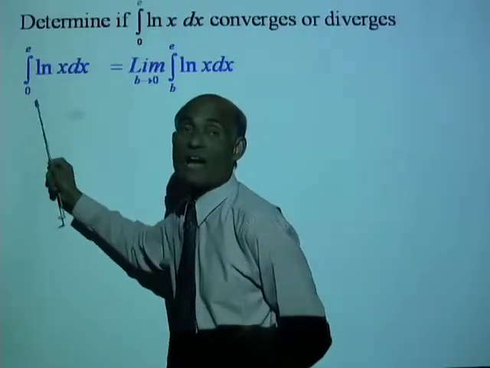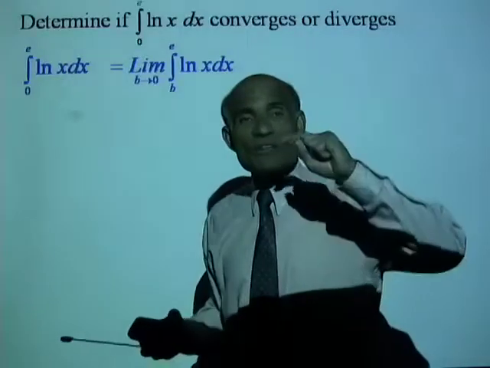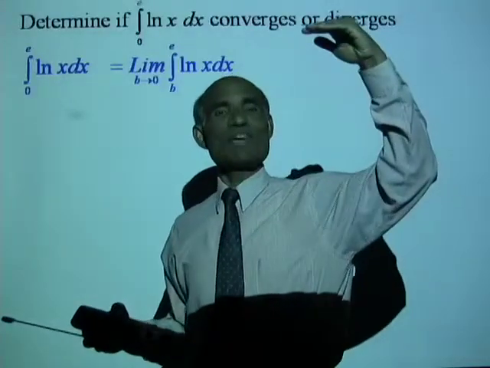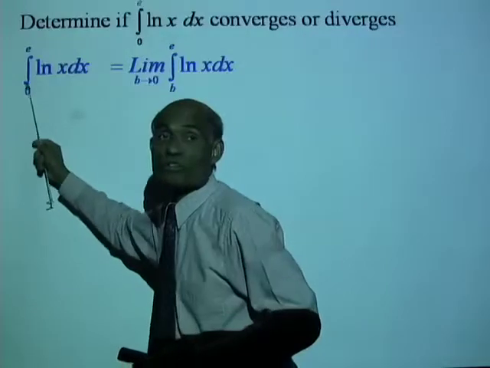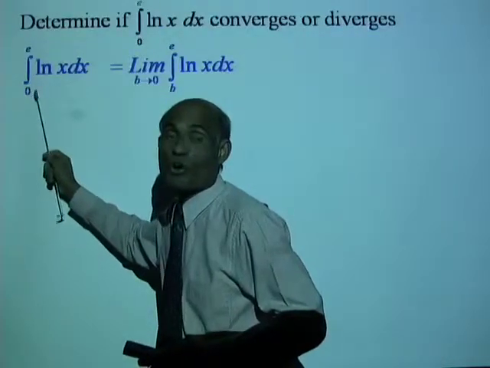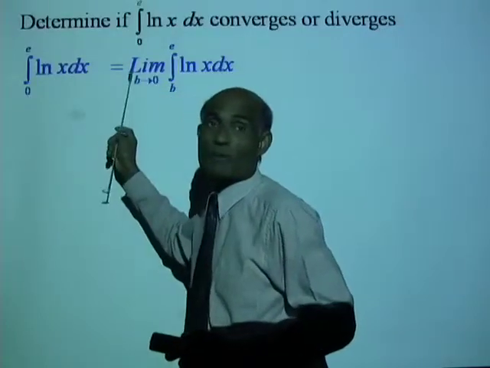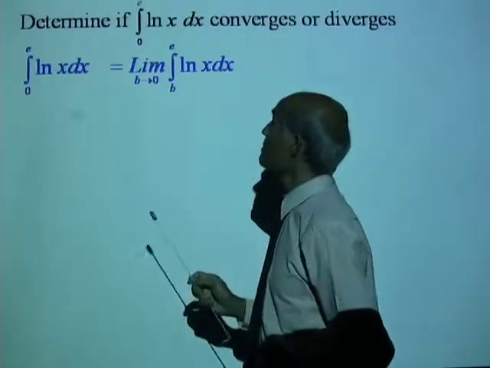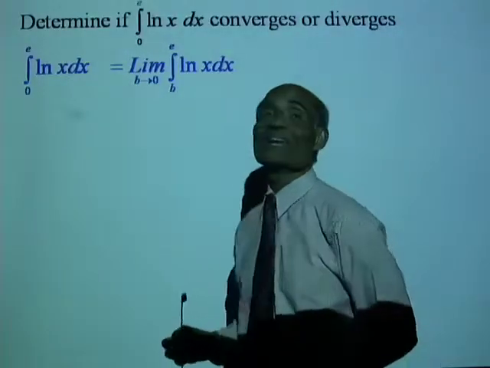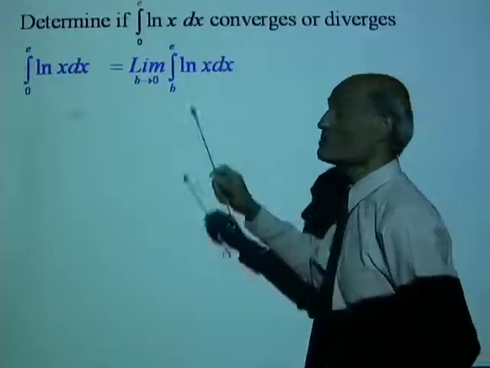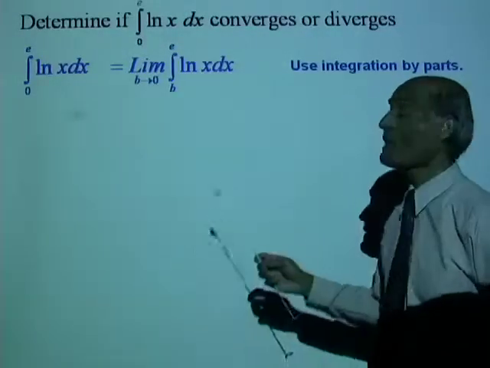I hope you understand how we take the limit. The limit is taken wherever either the function is not defined or there is an infinity. Here, at x equal to 0, the function is undefined. So we take the limit when b approaches that value. So this will be the limit as b approaches 0 of the integral from b to e of ln x dx. Well, now you know how to integrate ln x dx. You use integration by parts.